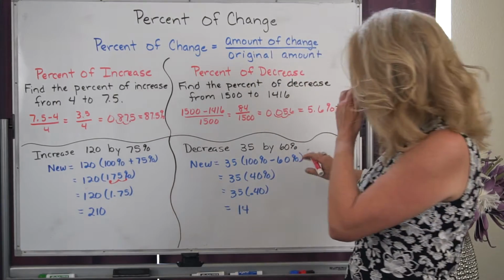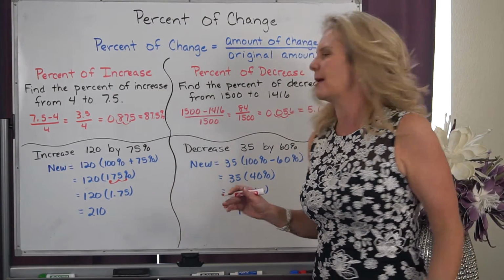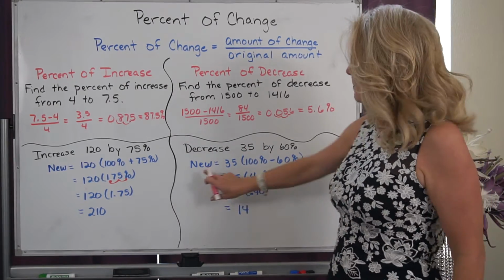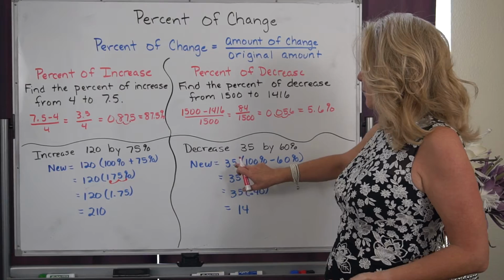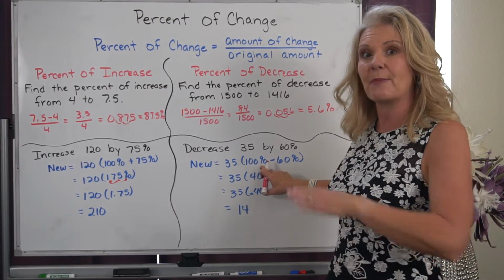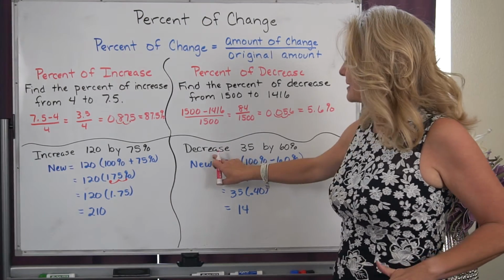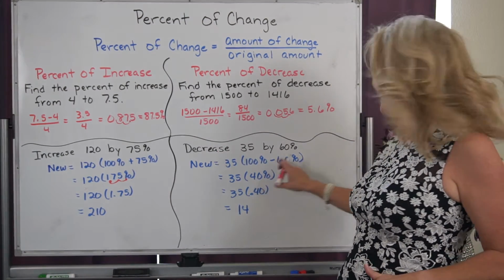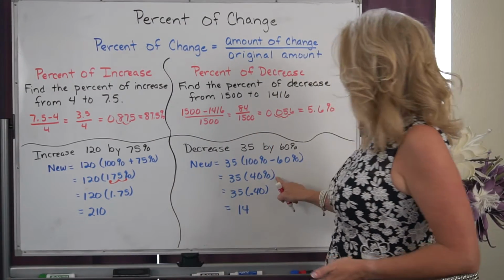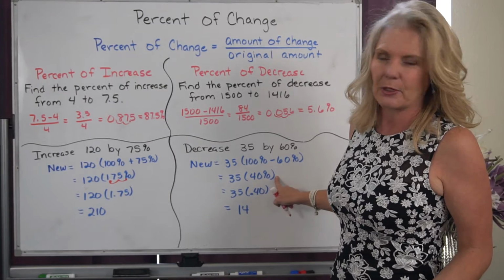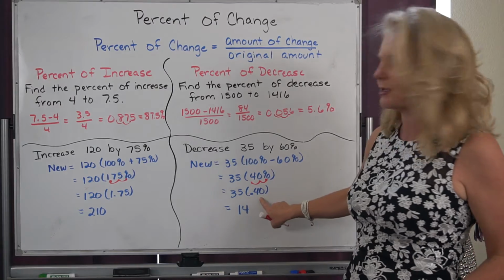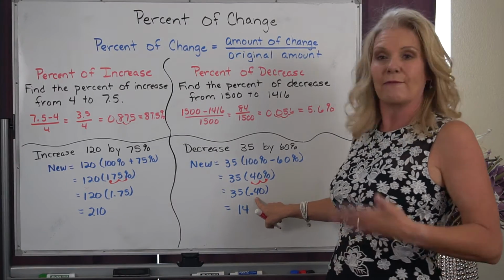The same thing applies if I was going to decrease a number. So if you decrease 35 by 60%, well, my new amount is going to be where I start, which is 35. That represents 100% of my beginning point. But now because I'm decreasing, I'm going to subtract by 60%. So 100% minus 60% means I'm going to take 40% of that number. Well, I'm going to change that percent to a decimal by moving it 2 places to the left. So I get 0.40.